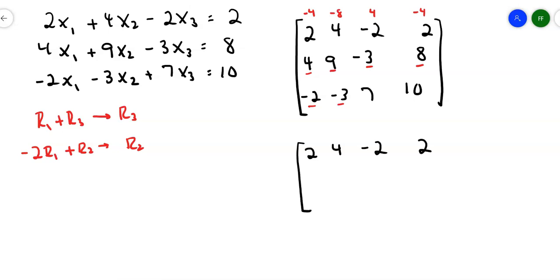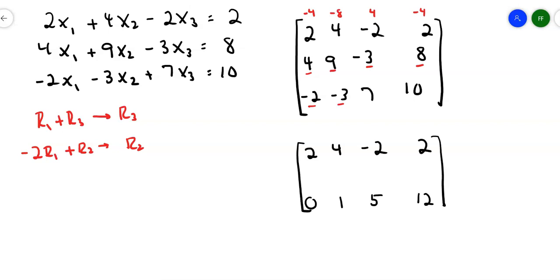If I take row 1 plus row 3, 2 plus negative 2 is 0, 4 minus 3 is 1, 7 minus 2 is 5, and then 10 plus 2 is 12. I put up on the top here what happens when I multiply row 1 by negative 2. So 2 times negative 2 is negative 4, 4 times negative 2 is negative 8, negative 2 times negative 2 is positive 4, 2 times negative 2 is negative 4.